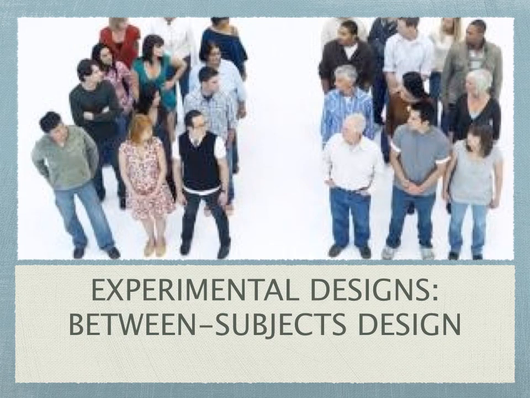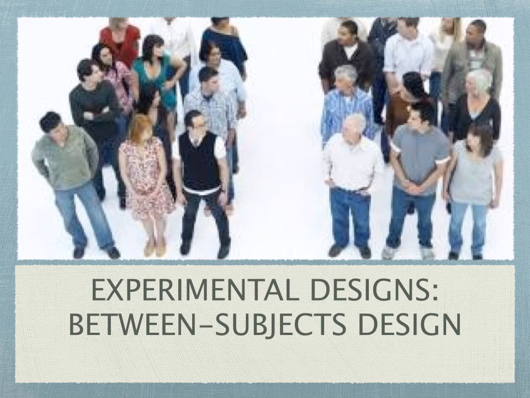So to pick up from where we left off last time, we're talking about experimental designs. Remember, experimental designs are when we're looking at cause and effect relationships. So we're looking at, hopefully, the cause being our independent variable and the effect being our dependent variable. Specifically, we're looking at between subjects designs.